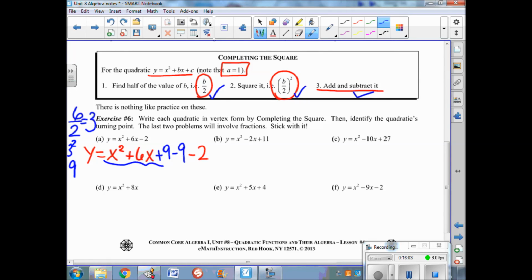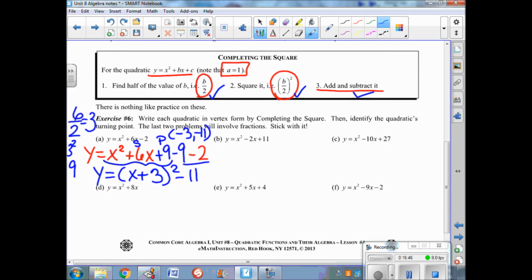Now group them. There's our perfect square trinomial. So I need to come up with 2 numbers that multiply to positive 9, but add to positive 6. Hopefully you are all saying x plus 3 times x plus 3, but we're going to write the shortcut, the perfect square form of it, and say x plus 3 squared. Combine your like terms, negative 11. Now we have it in vertex form. And what is my vertex? My vertex is negative 3, negative 11.